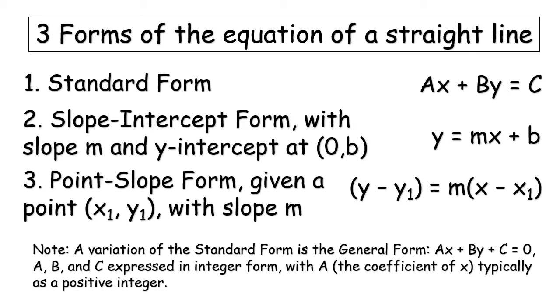Just a little note, a variation of the standard form is the general form, where you have ax plus by plus c equals 0. A, b, and c are integers, with a, the coefficient of x, usually being a positive integer.